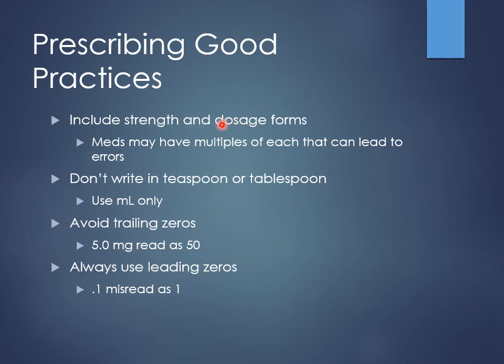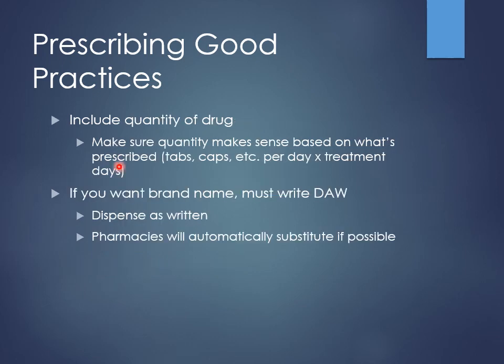Okay, so make sure you're including strength and dosage form. Write in actual mLs. Don't write teaspoon or tablespoon, because an IKEA tablespoon might be a little bit different than the Walmart tablespoon. Make sure you're getting doses very accurate. And no trailing zeros; always use leading zeros, and avoid trailing zeros. Include the quantity. Make sure it's actually appropriate based on what you're prescribing.